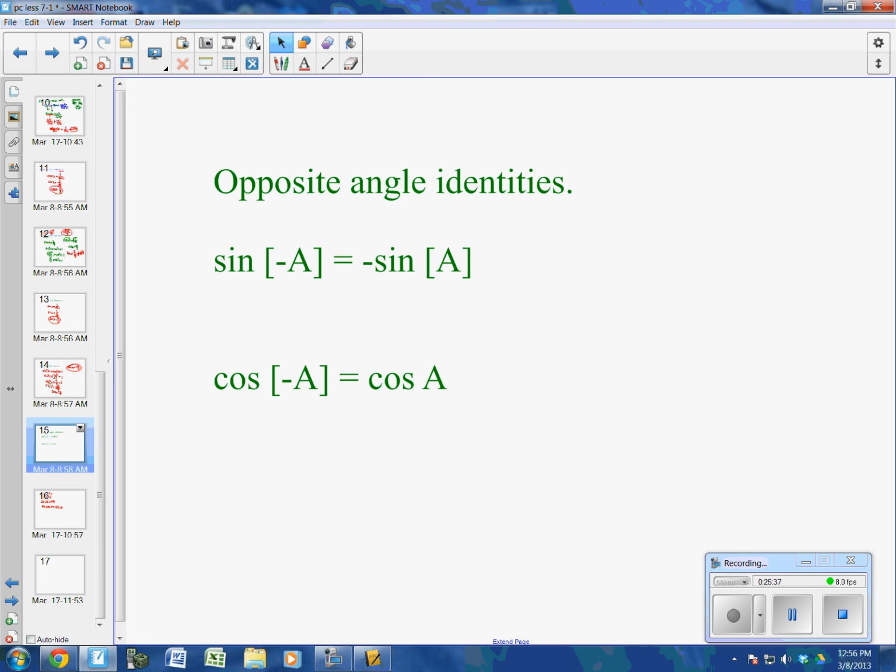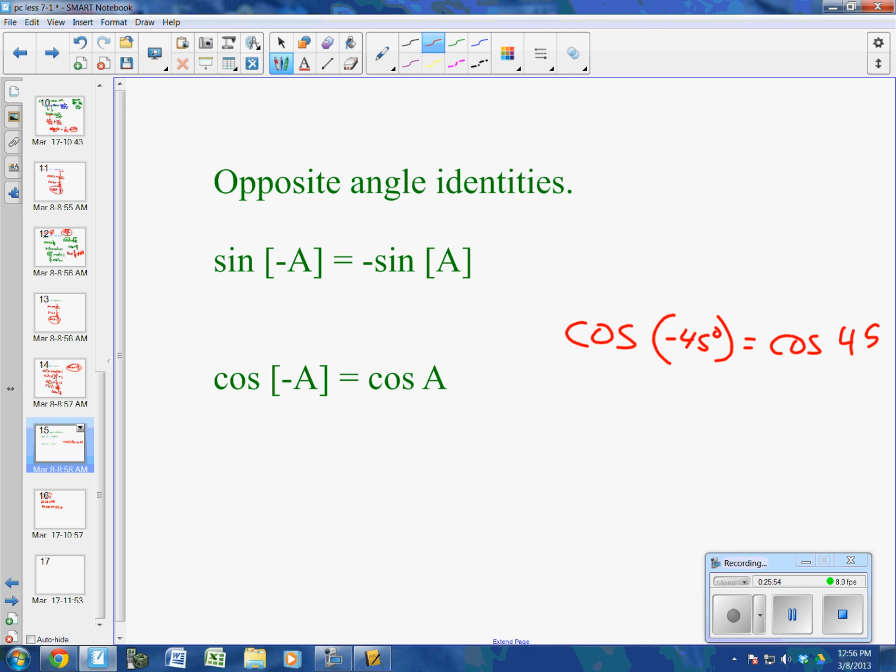And you might see something in there. It might say something like, say the cosine of negative 45 degrees. And you're going to say that's equal to what? Cosine of, using that identity, what would you say? 45 degrees. Okay, 1. Yep.